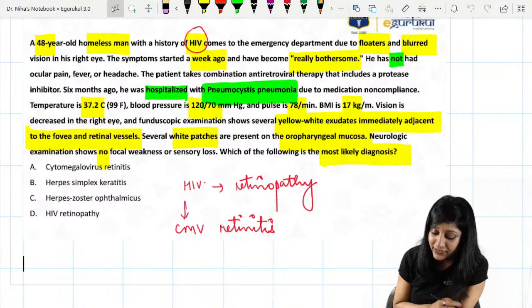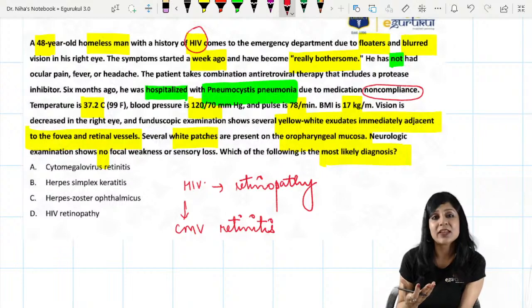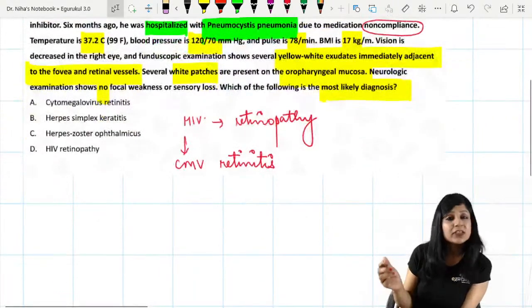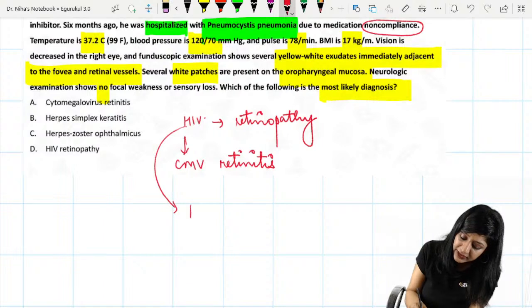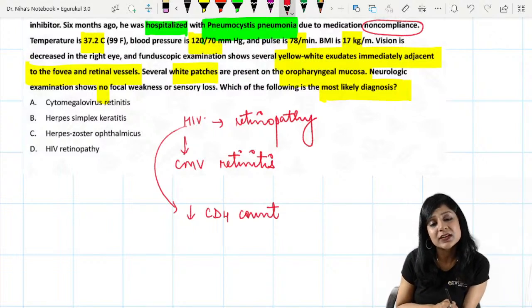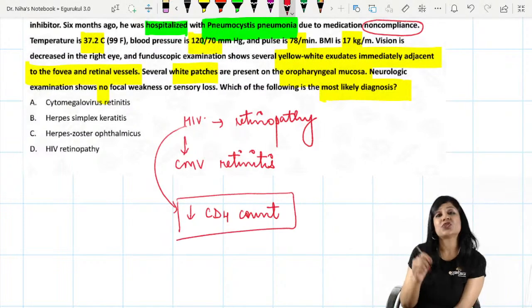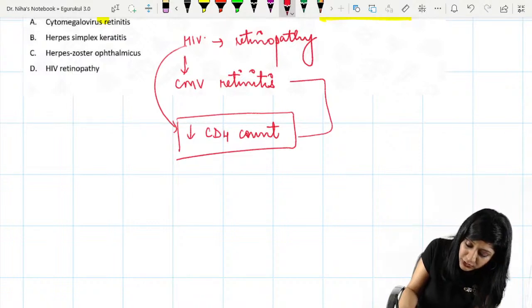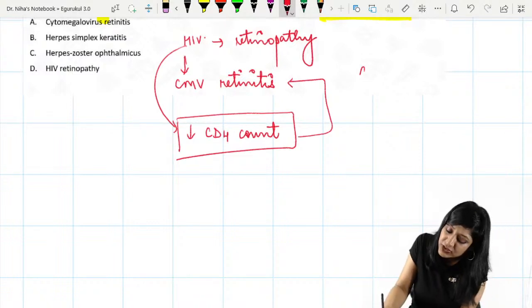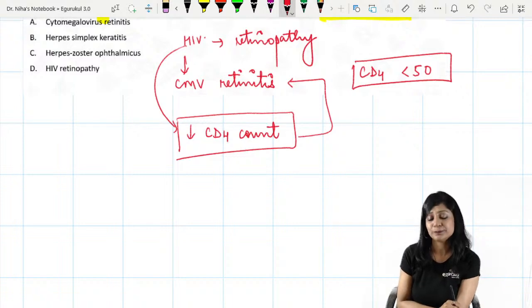And then they are saying that due to the non-compliance, he was not taking the medication, the HIV got flourished. So, can you get pneumocystic? Yes. So, if there is a decrease in the CD4 count, then we can have pneumocystic lung infection. Now, when the CD4 count is decreased and the patient is having the lung infection, the patient can also have the CMV retinitis, which occurs at CD4 count less than 50. When the CD4 count is less than 50, then I can have CMV retinitis also.